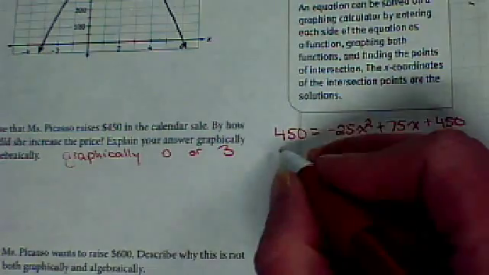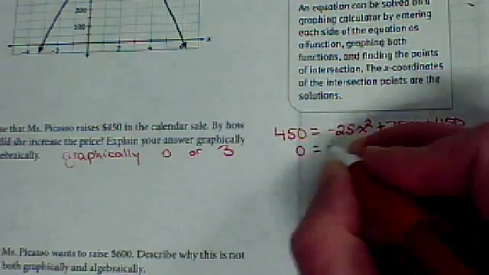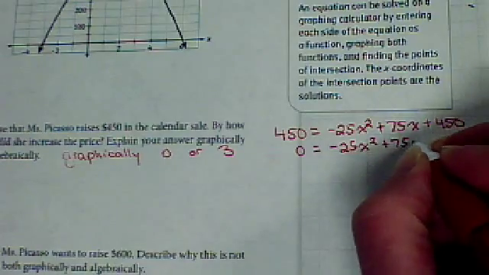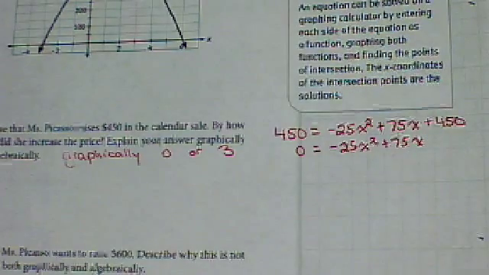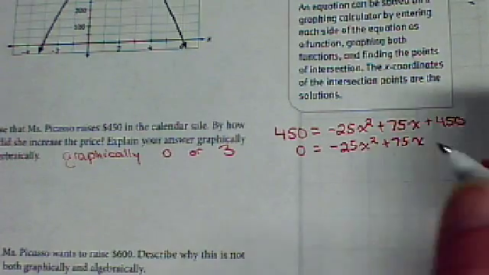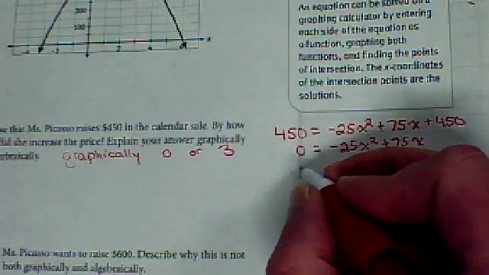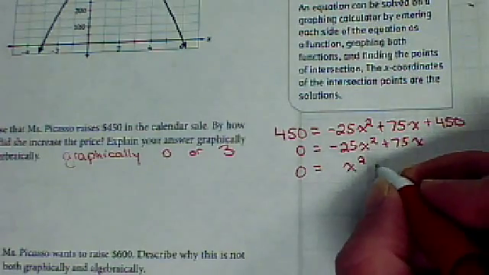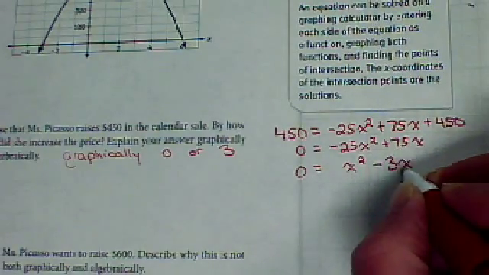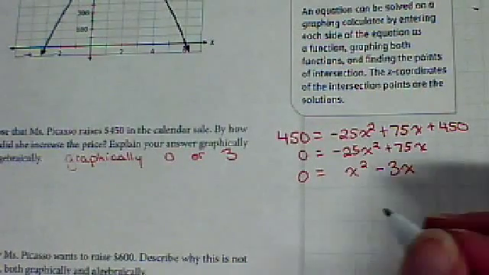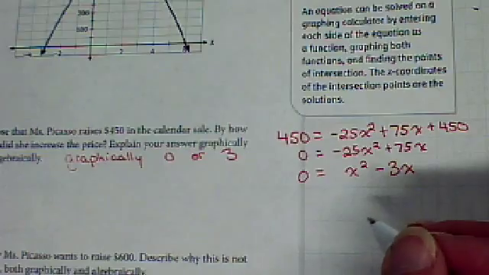I'm going to get everything to one side, so I'm going to subtract the 450. Oh, but that makes it interesting down here. I end up with nothing as my constant. I'm going to divide both sides by negative 25, and so I'll get 0 equals x squared minus 3x. Now this is interesting because I only have 2 terms. So I'm going to see if I have a greatest common factor.